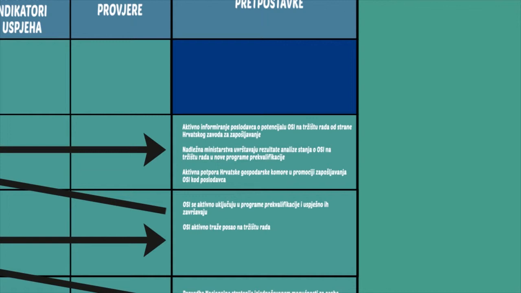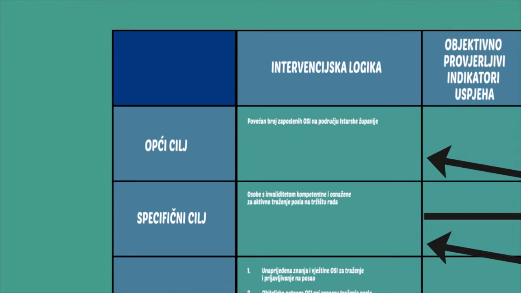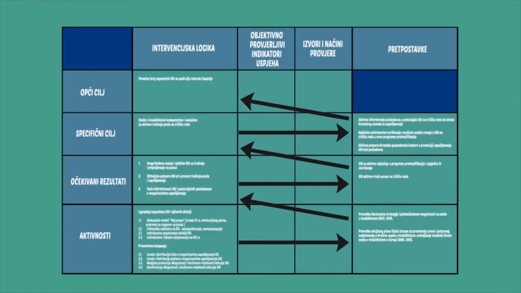This also assumes that the Croatian Employment Office actively informs employers of disabled people's skills on the labour market, and the relevant ministries analyse the figures about disabled people in new training programmes and their state on the labour market. Finally, the support of the Croatian Chamber of Commerce in promoting their long-term employment would result in an increased number of employed people with disabilities. Once the assumptions have been defined, we proceed to the next step, the identification of indicators.